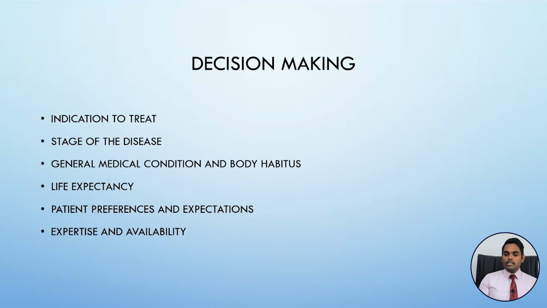Then you should know the general medical condition of the patient, whether the patient is a moribund patient, not expected to live for more than a few months, or whether the patient's general medical condition is poor with heart failure or renal failure like that, and the body habitus, whether it's a thin built patient or obese patient, okay. Then you have to always ask what are the patient preferences.